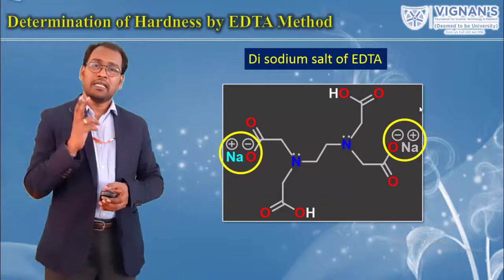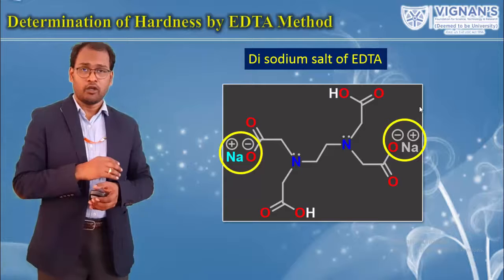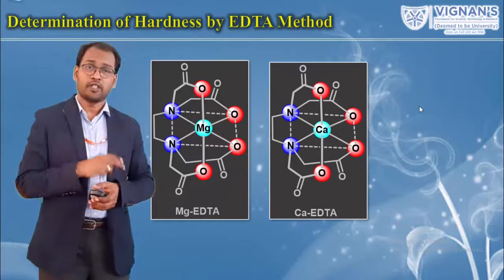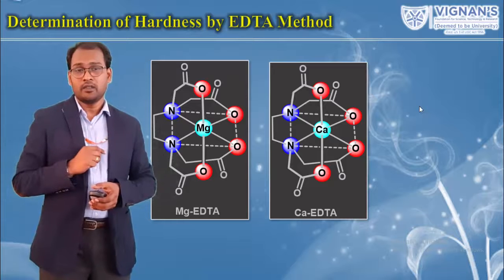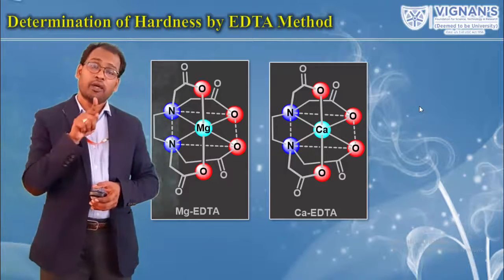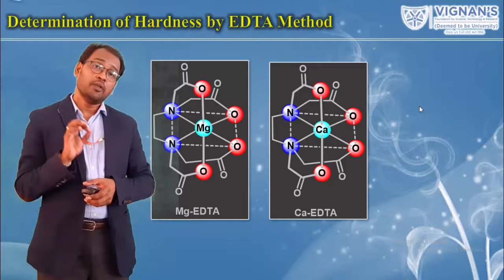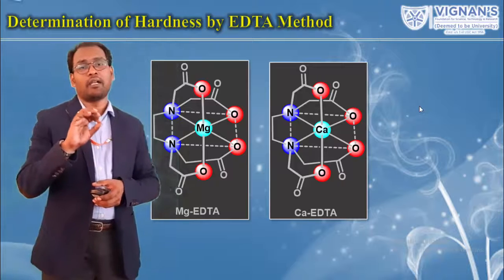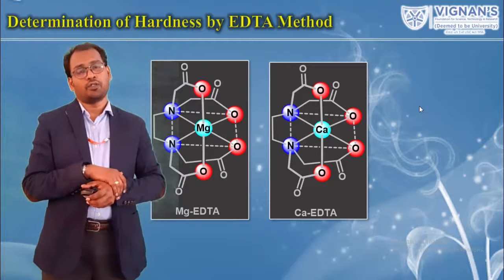So this EDTA has got 4 oxygen atoms, which have lone pairs of electrons, and 2 nitrogen atoms, which have lone pairs of electrons. Altogether 6 lone pairs of electrons are there. These 6 lone pairs of electrons can be used to form a complex when a metal comes in. That's why this EDTA has been chosen.